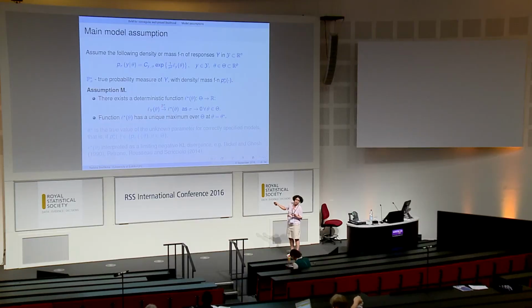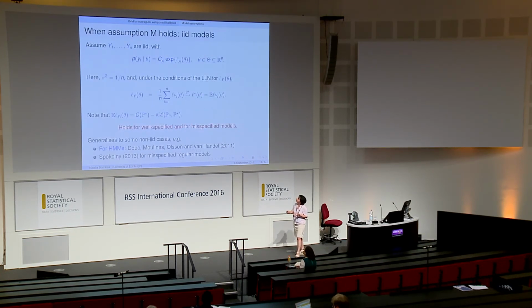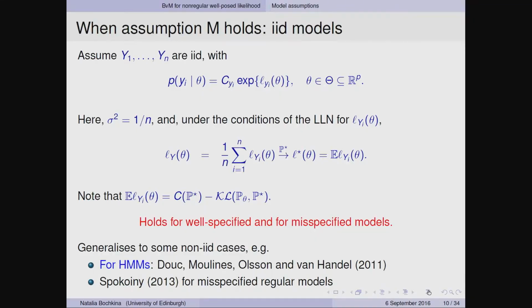Just to say that here we assume that P star, which may depend on sigma, is the true probability measure of Y, which may or may not belong to this class of models. So the limit is taken with respect to that probability measure. And there are various places where this limiting function appears in various settings. Just a simple illustration for the IID model: here the limit is effectively a constant minus the Kullback-Leibler divergence between the true distribution and the model space.